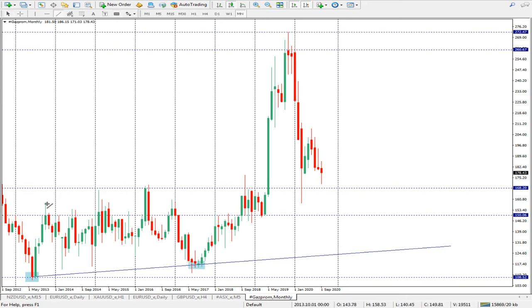And then on the upper side, we have this. So we do have this one as a resistance. We have this as a resistance. We have this as a resistance. And then you have this here as a resistance. On the lower side, we do have this as a support. So as long as we continue to see price below this trend line, we expect price to proceed down.